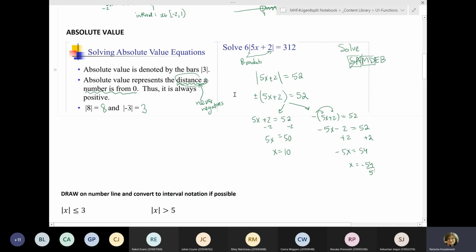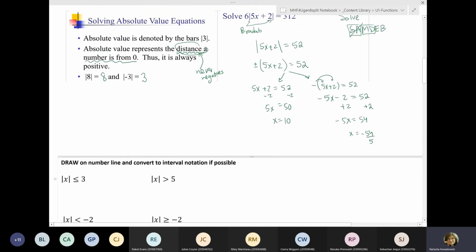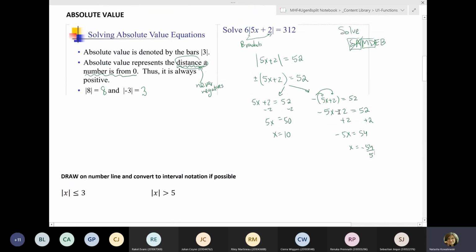And I never talked about the distance. I just realized this is not the best example to talk about the distance, so let me talk about distance when I do the next part, okay? Any questions before I do it? This is good. So to remove absolute value, you make it in a regular bracket, but put plus minus on the side where the absolute value was.